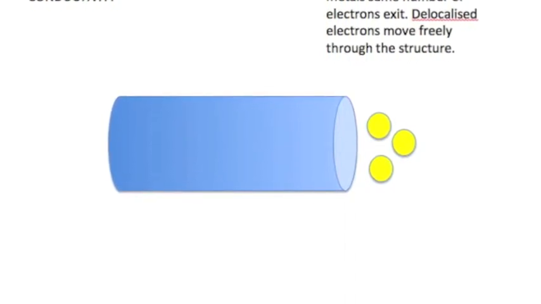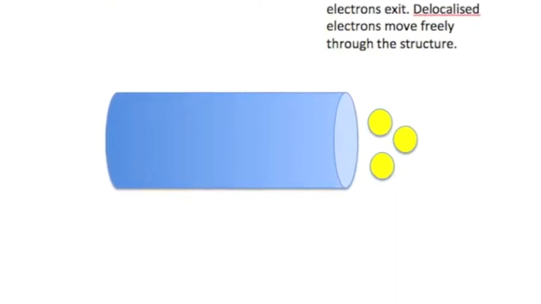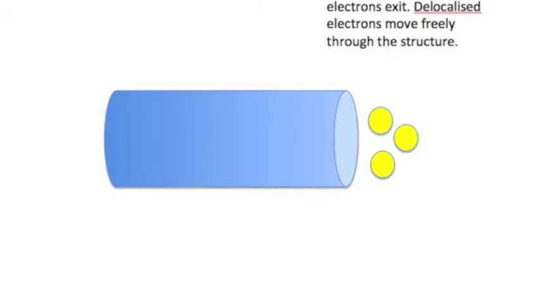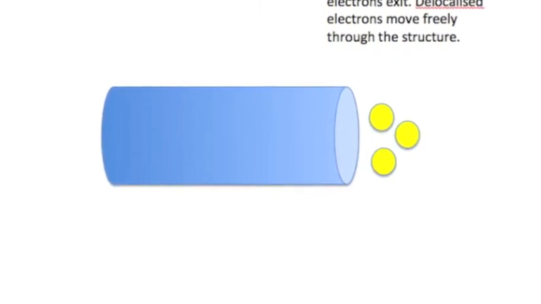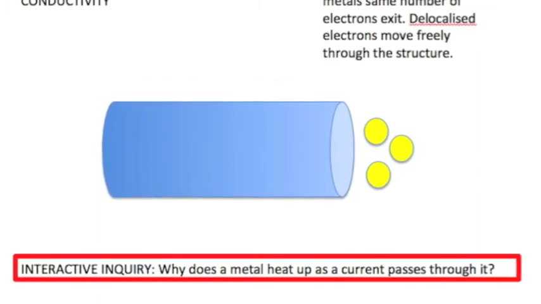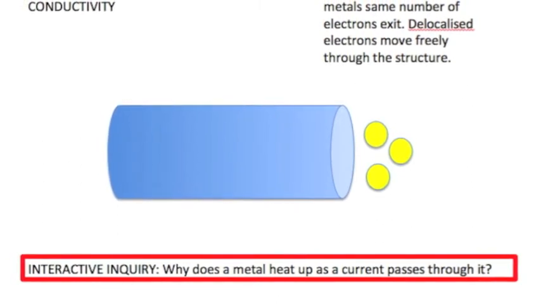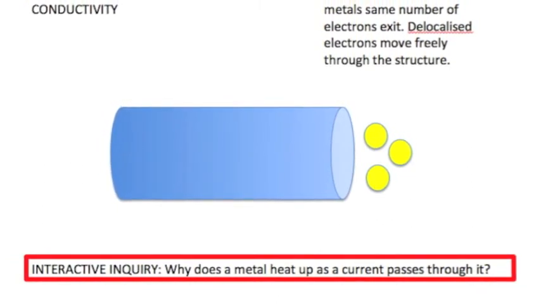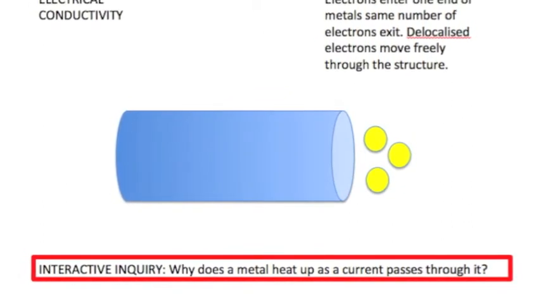Delocalized electrons move freely through the structure. Metal cations vibrate, causing a barrier to the smooth flow of electrons. Some energy is therefore lost, but it causes a metal to heat as a current passes through it. Which brings me to my next question. As this is an interactive inquiry, why does a metal heat up as a current passes through it? It's something to think about.